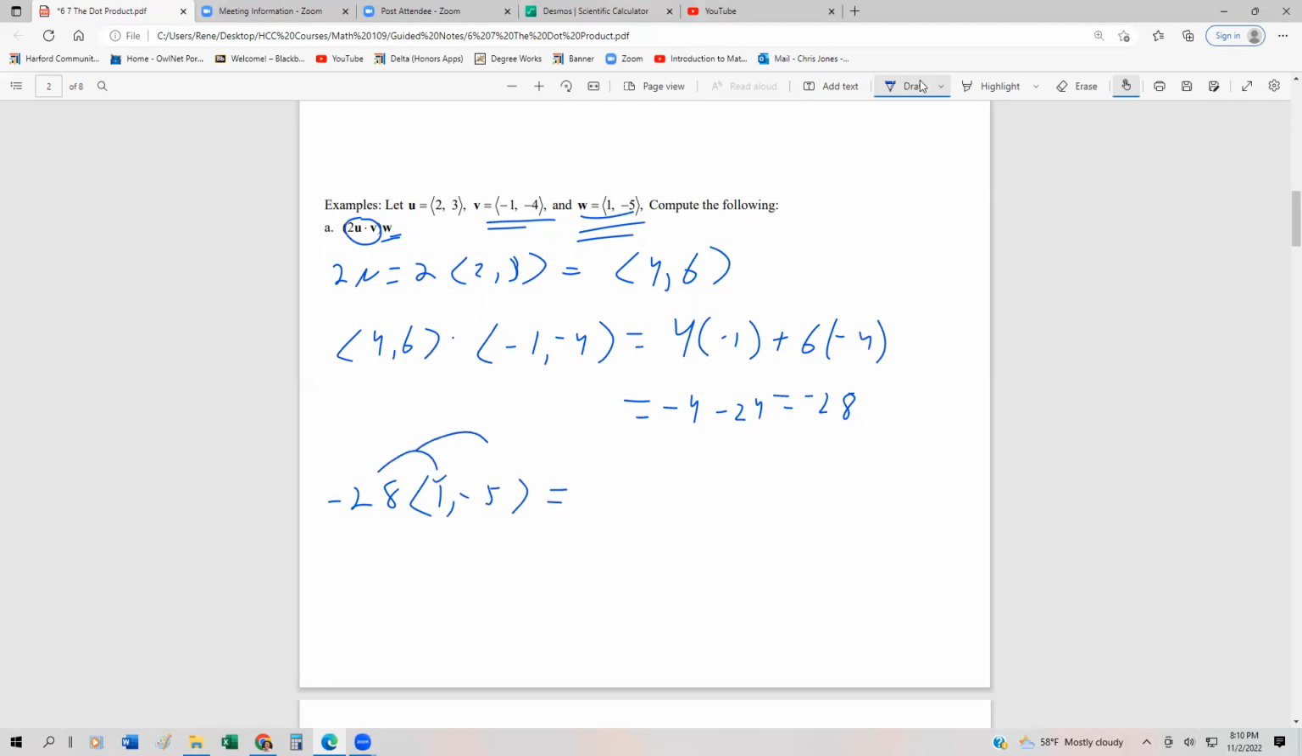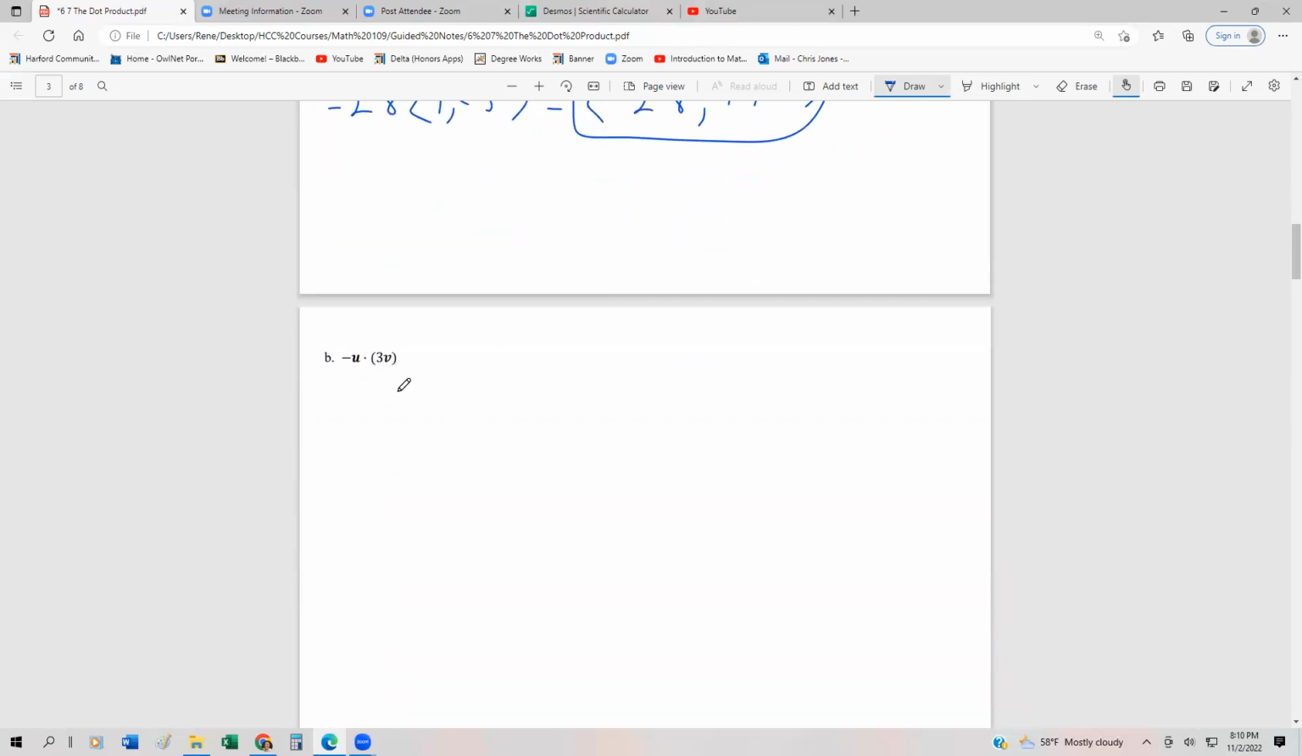If I distribute through, just like we would with any constant, -28 times 1 is -28. Then -28 times -5 should be positive 140. So that's going to be 140. So that's all there is to it. Not meant to be too difficult for some of these expressions involving dot products.